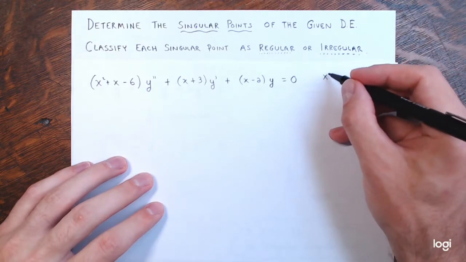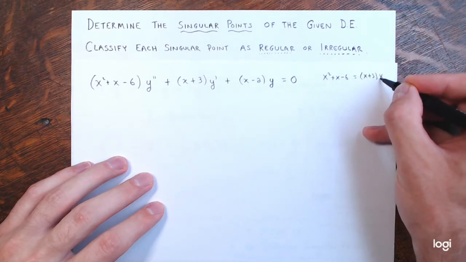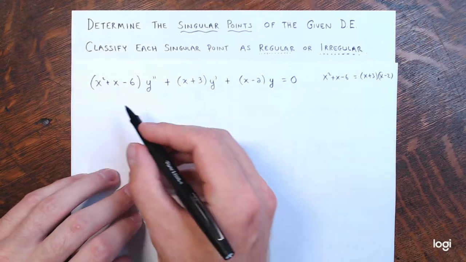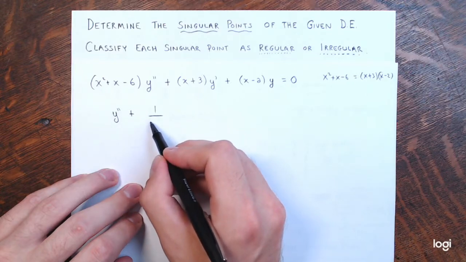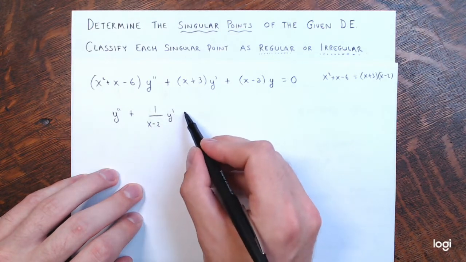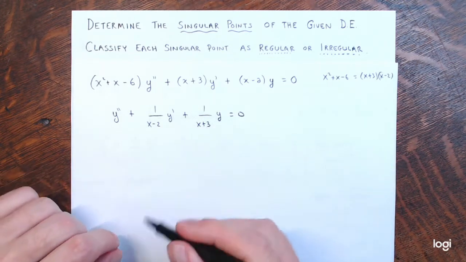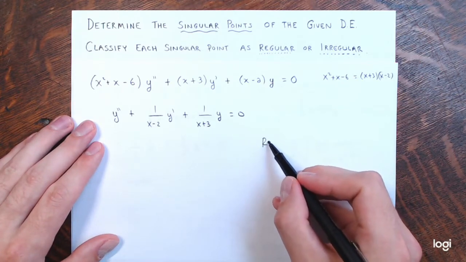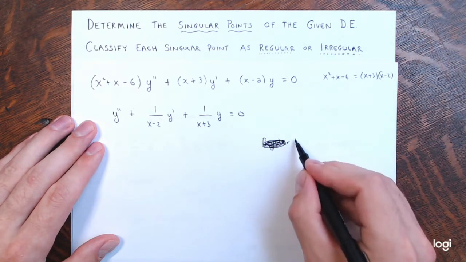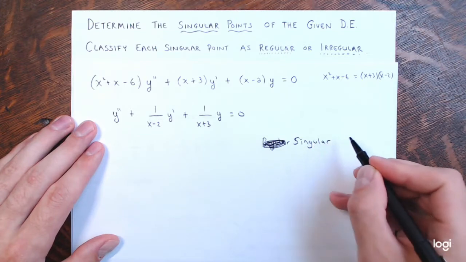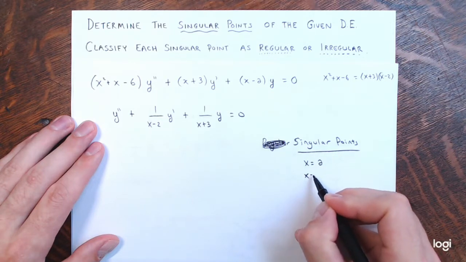So x squared plus x minus 6, that's x plus 3 times x minus 2. Divide through, we get y double prime plus 1 over x minus 2 times y prime plus 1 over x plus 3 times y equals 0. So I'm hoping you can see now that the regular points are x equals 2 and negative 3. I'm sorry, not the regular points, the singular points. Did it again. The singular points of this equation are x equals 2 and x equals negative 3.